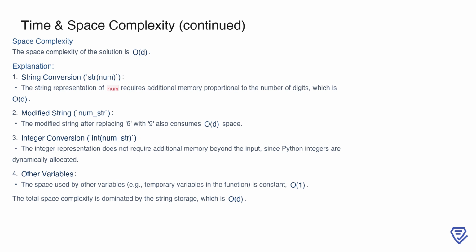The conversion of the modified string back into an integer does not require additional memory beyond the input size, as Python dynamically allocates memory for integers. Other variables used in the function, such as temporary variables, occupy constant memory, O(1). Since the dominant factor is the storage of the strings, the overall space complexity of the solution is O(d).